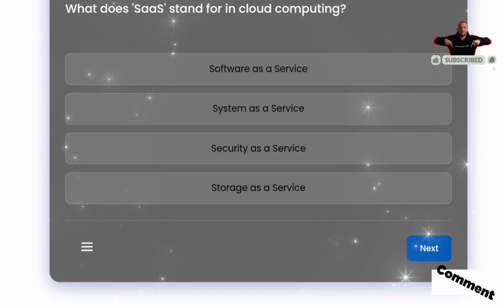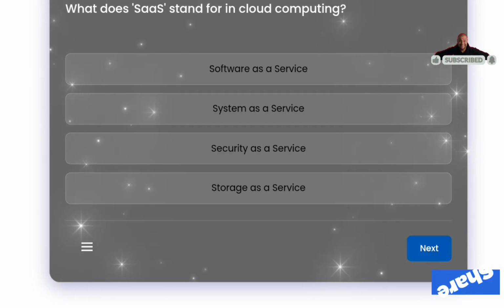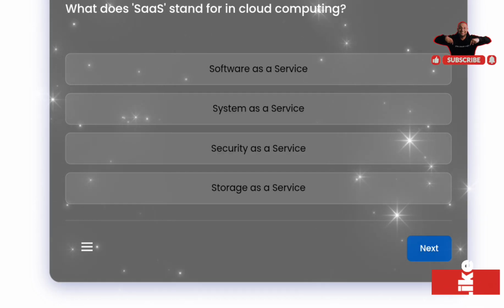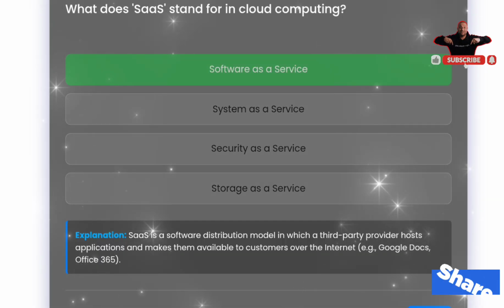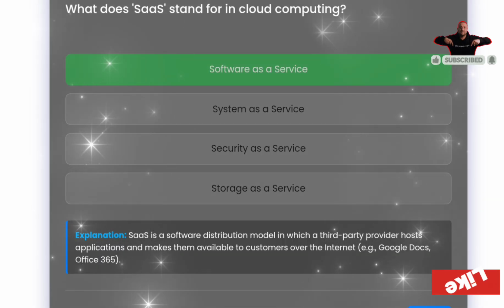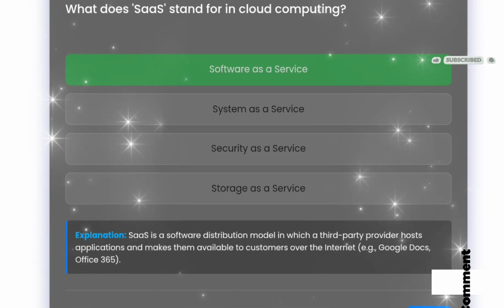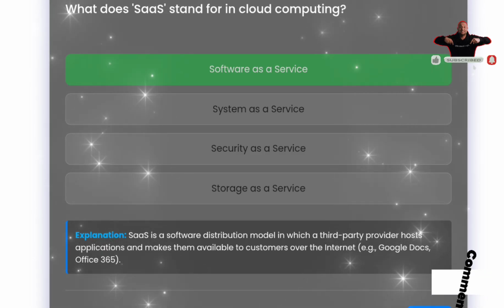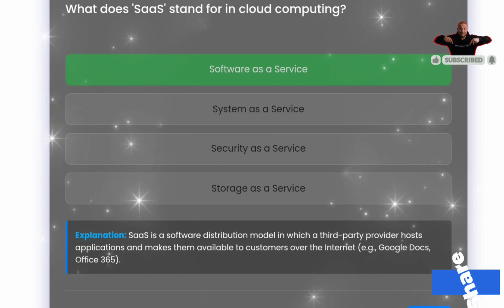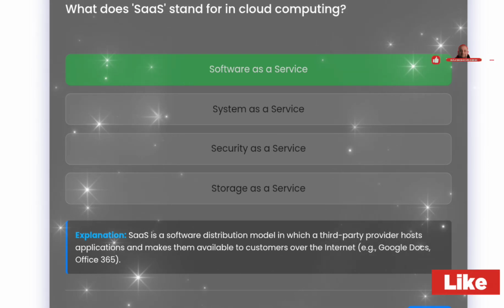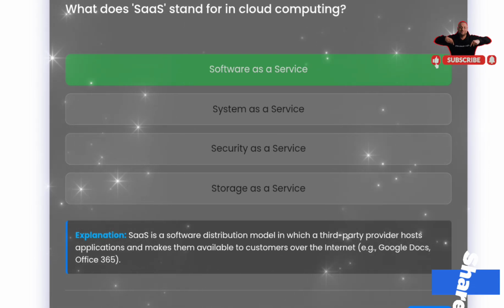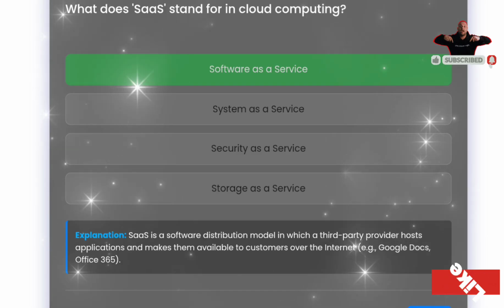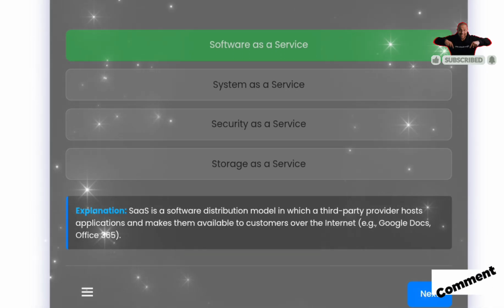Next question. What does SaaS stand for in cloud computing? SaaS का मतलब क्या होता है? Software as a service. SaaS is a software distribution model in which a third party provides hosted applications and makes them available to customers over the internet. That means Google Docs, Office 365. Software as a service.